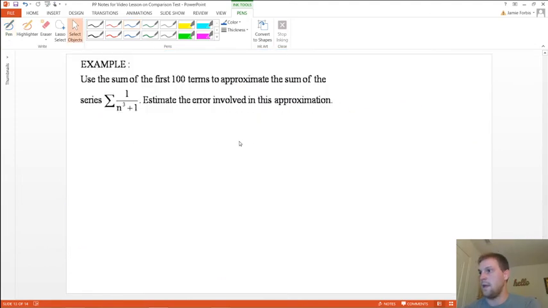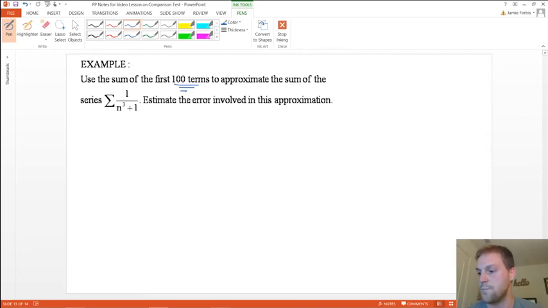Okay. Let's look at an example. I got two more examples, guys. And it says, use the sum of the first 100 terms to approximate the sum of the series 1 over n cubed plus 1, and estimate the error involved in this approximation.